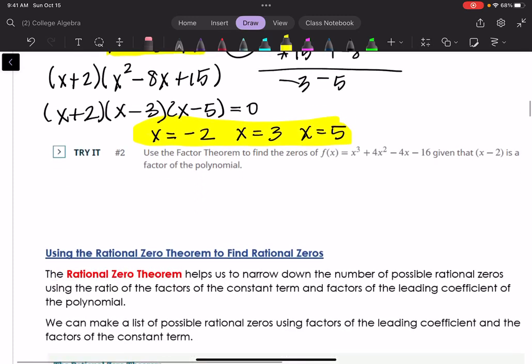So if you'd like to try one, I encourage you to pause the video and do that, and then come back and check your answer.